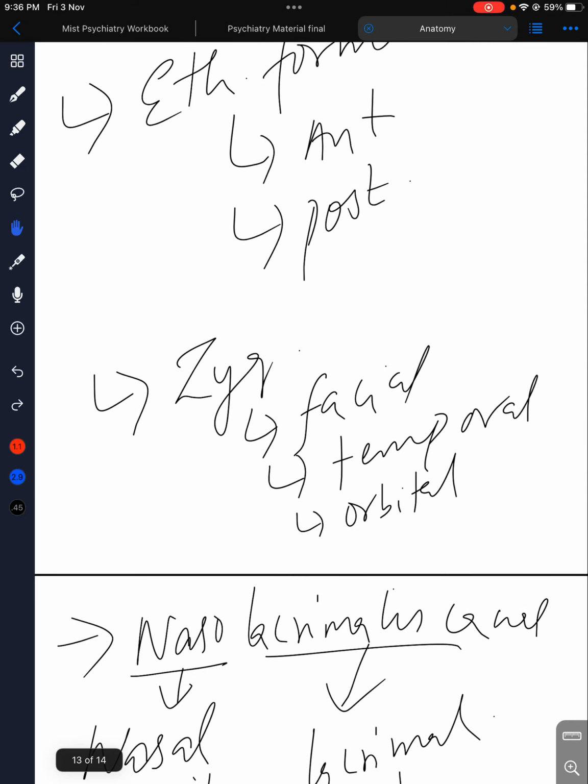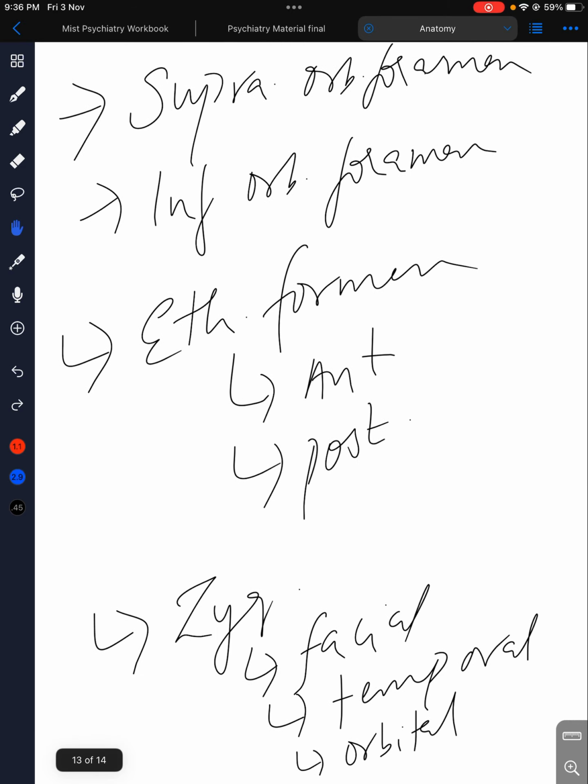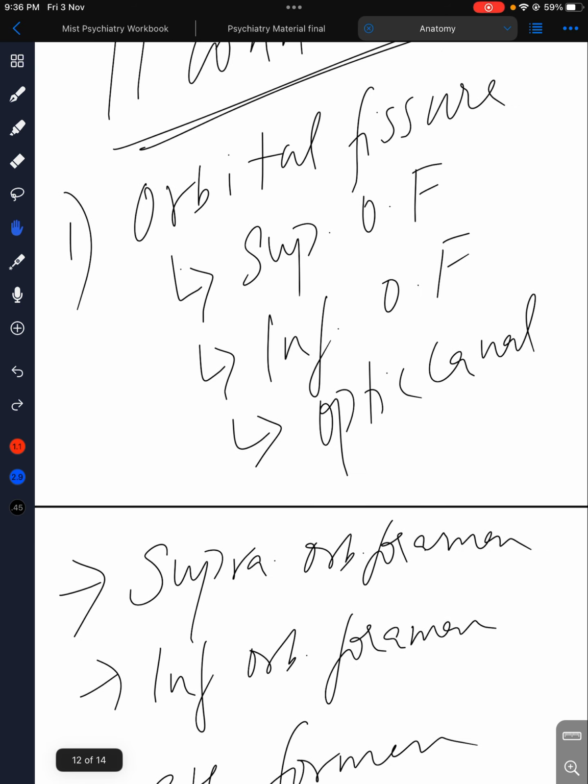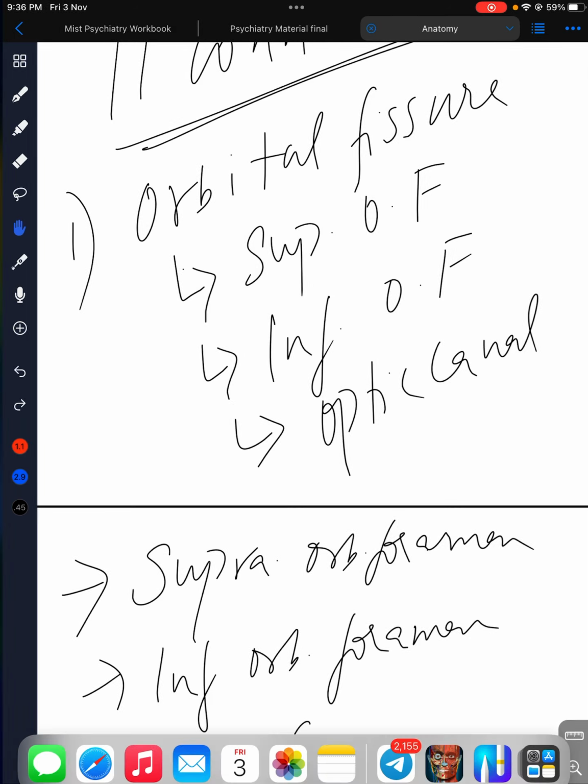Nasolacrimal canal, zygomatic foramen 3, ethmoidal foramen 2, supraorbital foramen, infraorbital foramen, and then 3 structures relating to your sphenoid bone, that is your superior orbital fissure, inferior orbital fissure, and your optic canal. Okay, now we will go see all of these in detail, how it is going to be, where it is going to be, everything.